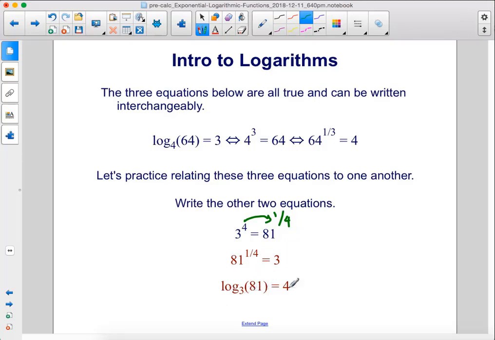Now to get to this log form here, I like to write log, and then I'd use the same base, 3. Then I tend to write the equal sign, and I write the exponent on the other side of the equal sign, and then I write the number that's on the right side of the equal sign here, right there. That way it's 3 to the 4th power equals 81. That's how I do it to remember what order they go in.